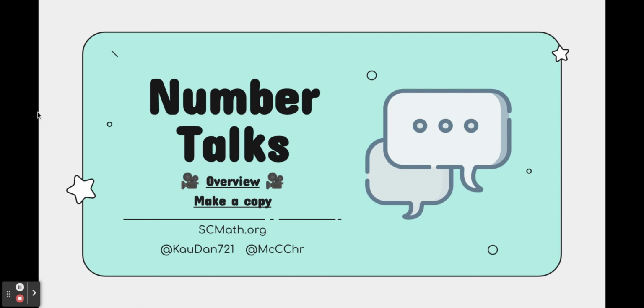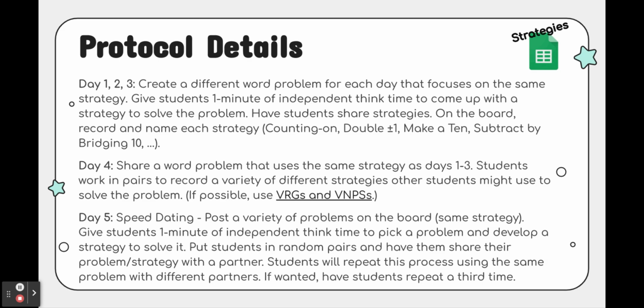All right, let's take a look at this Number Talks protocol or routine, whatever you want to call it. This is a 5-day process, the way I have it set up or the way I'm going to describe it. And here's a description of how to do these 5 days, which I'll go into detail. And also just know that over here is a link to the different strategies that your kids can be working on when you choose certain problems.